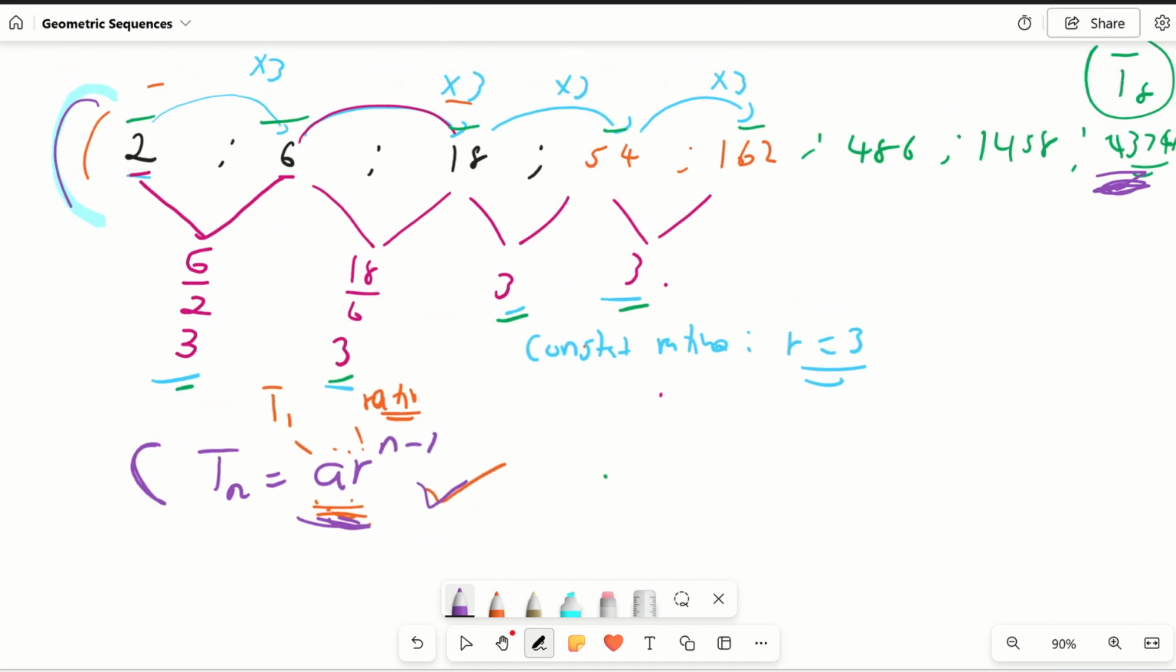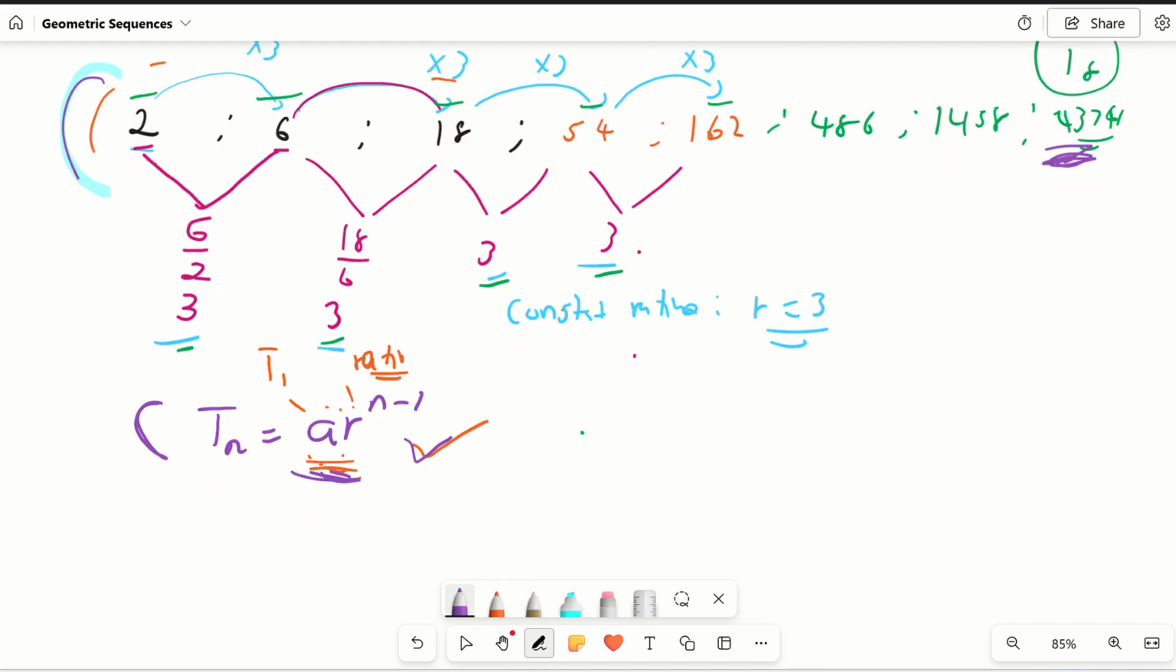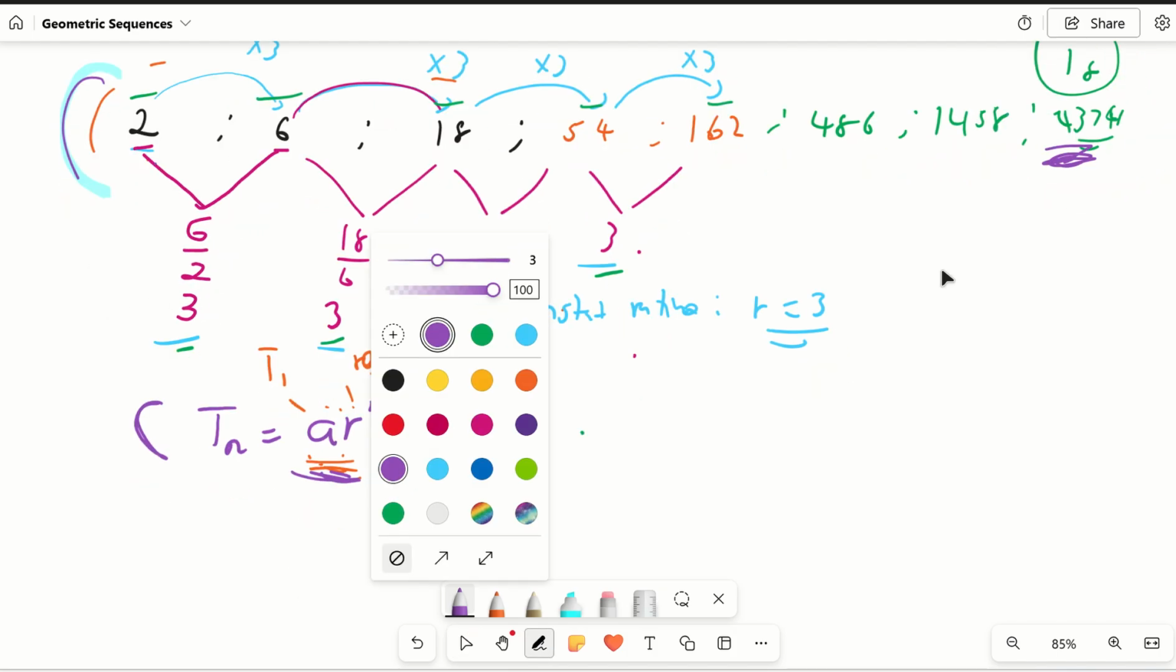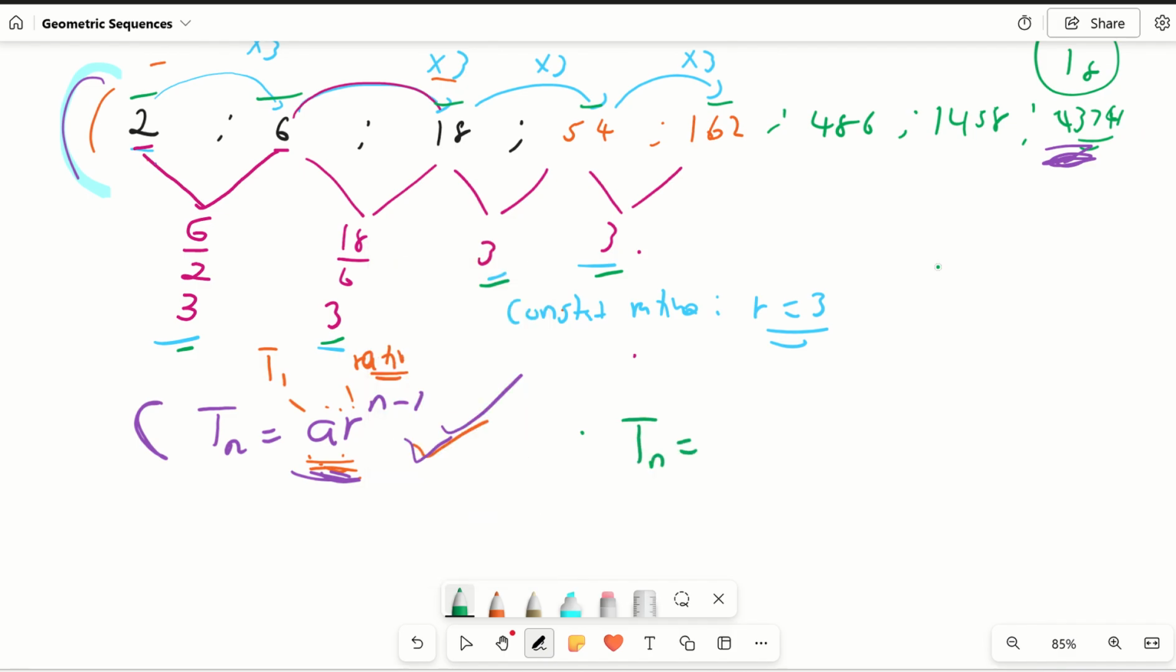I asked you to find the general term of this specific geometric sequence, using its general formula. So we go Tn is equal to a, the first term, in this case 2, times r, the constant ratio, to the power n minus 1.